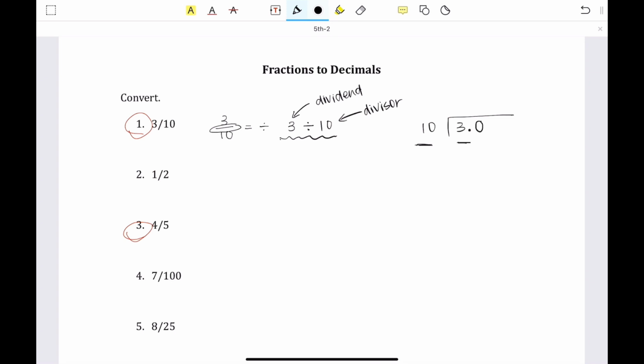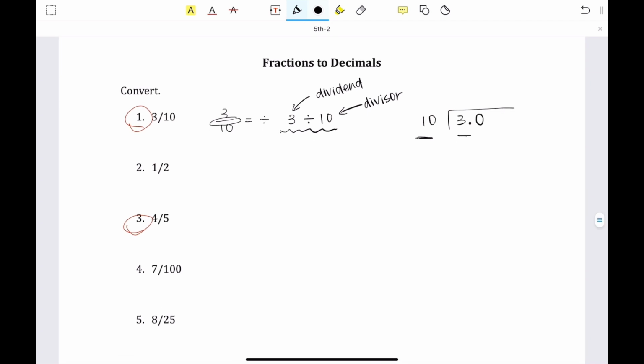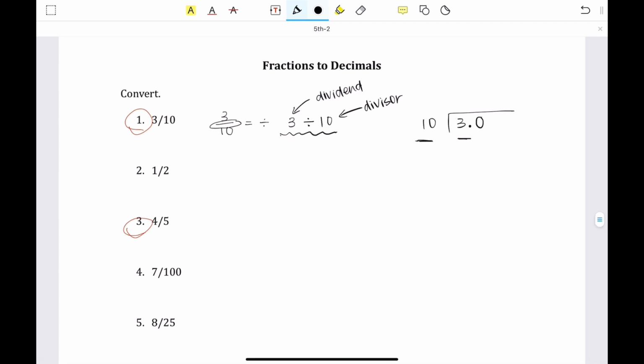Now, when we look at this right now, we're going to ignore the decimal place and see only 30 inside the division sign. Now from this, ask yourself, how many times does 10 go into 30? 10 goes into 30 3 times. So just like regular division, I'm going to put a 3 on the top.